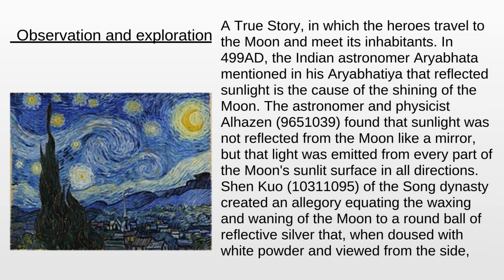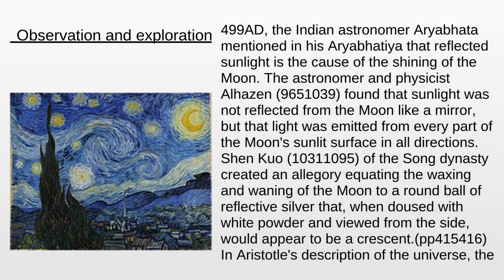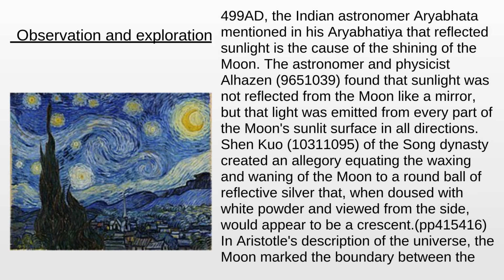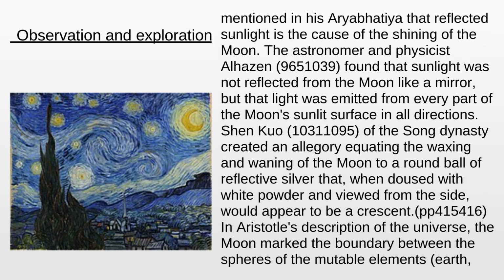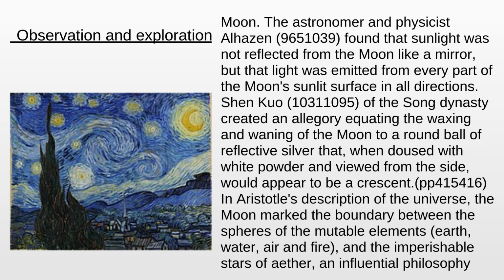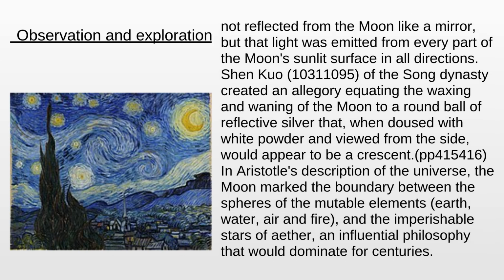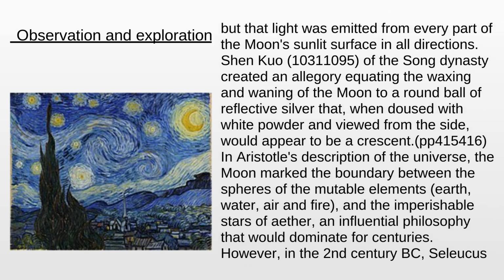In 499 AD, the Indian astronomer Aryabhata mentioned in his Aryabhatiya that reflected sunlight is the cause of the shining of the Moon. The astronomer and physicist Alhazen found that sunlight was not reflected from the Moon like a mirror, but that light was emitted from every part of the Moon's sunlit surface in all directions.